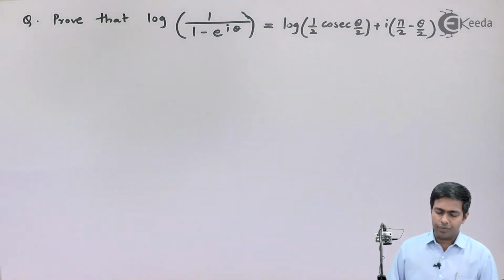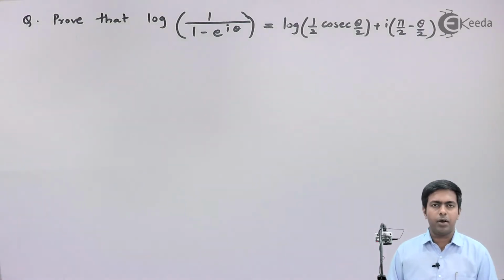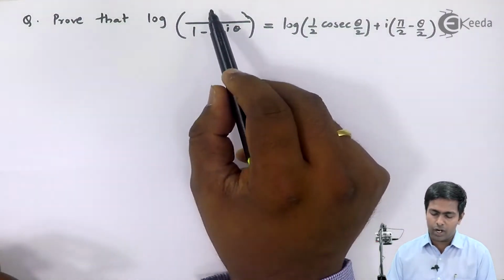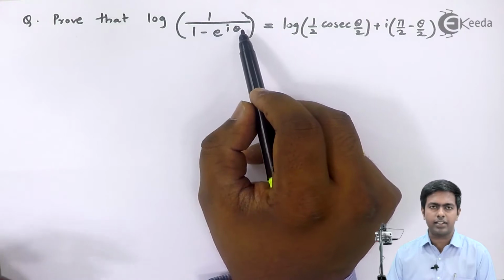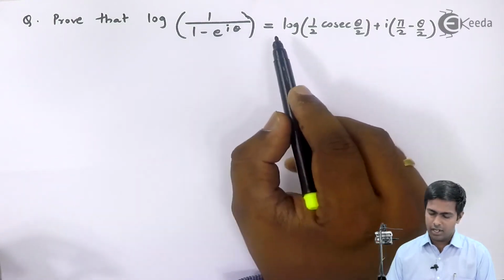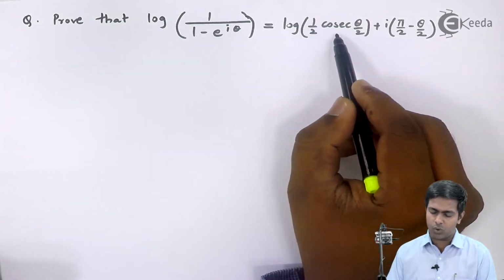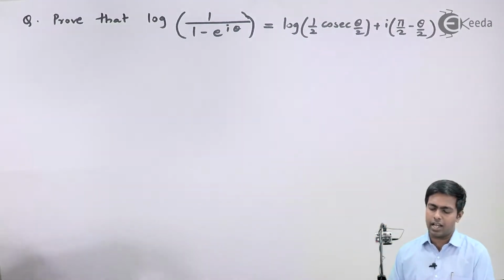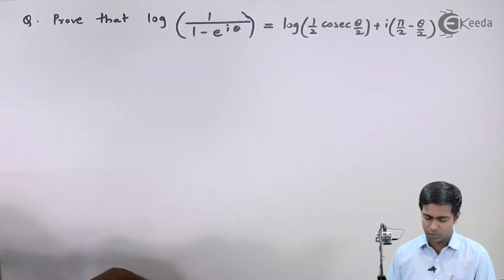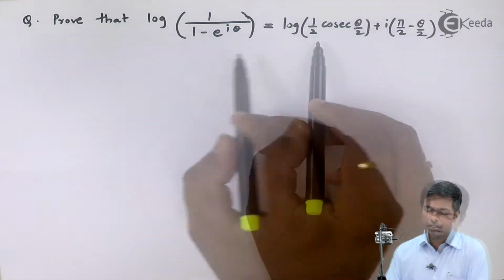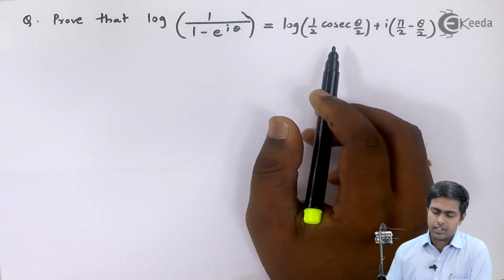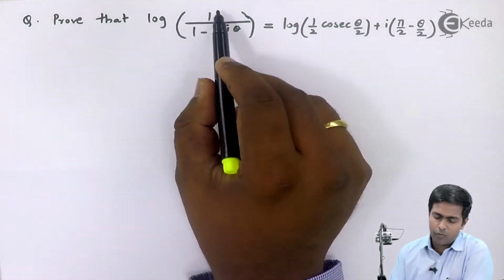So in this video, we are going to see a problem based on the logarithm of a complex number. Here we have to prove that log of 1 upon 1 minus e raised to i theta, which is a complex number, is equal to log of 1 by 2 cosec theta by 2 plus i into pi by 2 minus theta by 2.